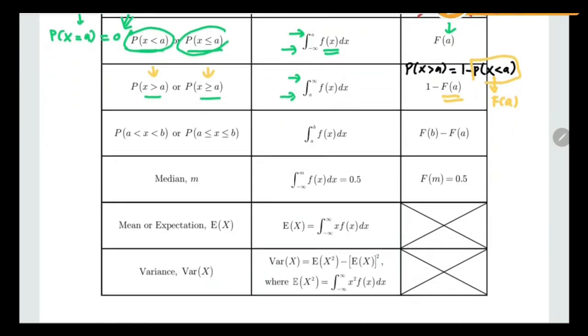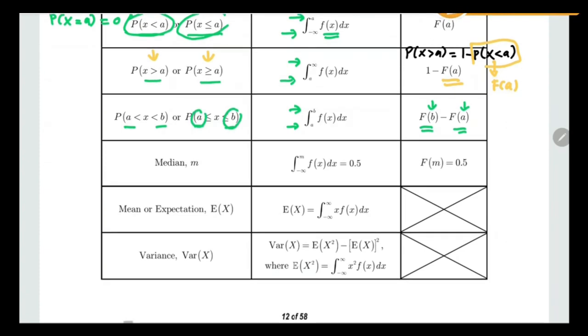Then continue with the next comparison. If the question asks for in between a and b, it doesn't matter whether it has the equal sign or not. For the PDF, you need to integrate from a until b. For the CDF, you have to subtract: F(b) minus F(a). That means you substitute the upper limit minus the lower limit for the range the question asks for. So from a until b, you subtract F(b) minus F(a).